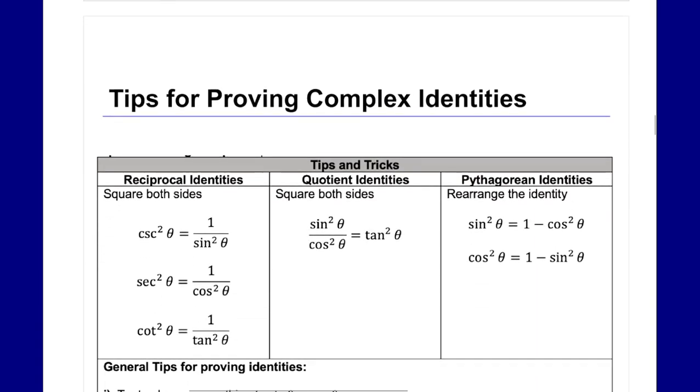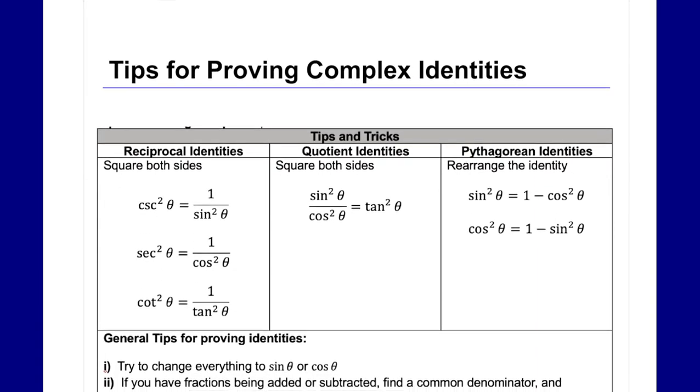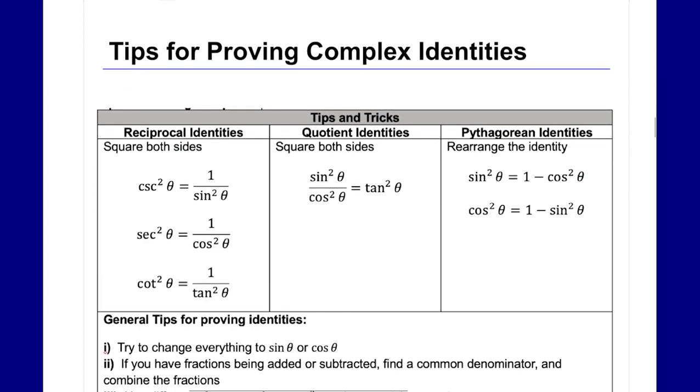Now, for proving some more complex identities, we can use the squared versions. So we could square cosecant and square the sine, square secant, square cos, square cotangent, and square tan. We could square the quotient identities: sine squared theta divided by cos squared theta equals tan squared theta. And then we can rearrange the Pythagorean identities: sine squared theta equals 1 minus cos squared theta, and cos squared theta equals 1 minus sine squared theta.